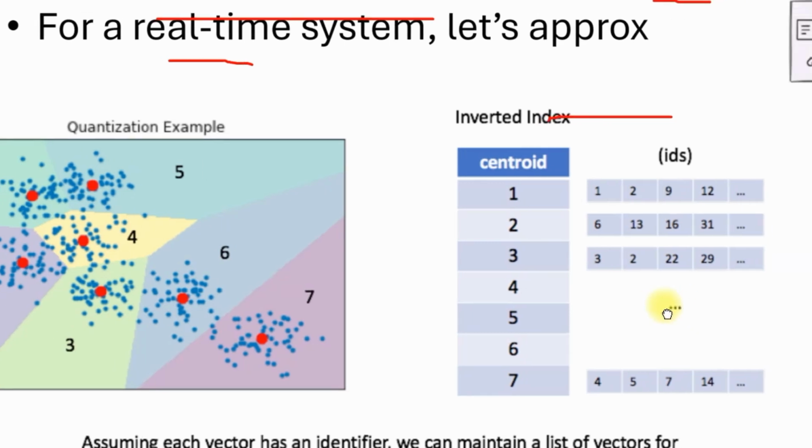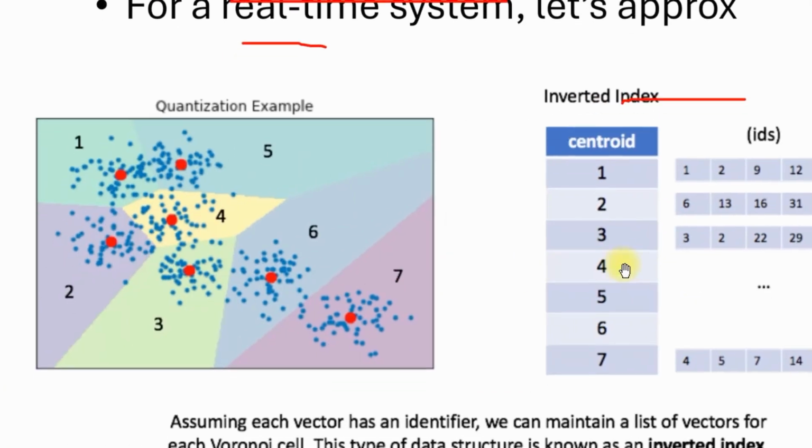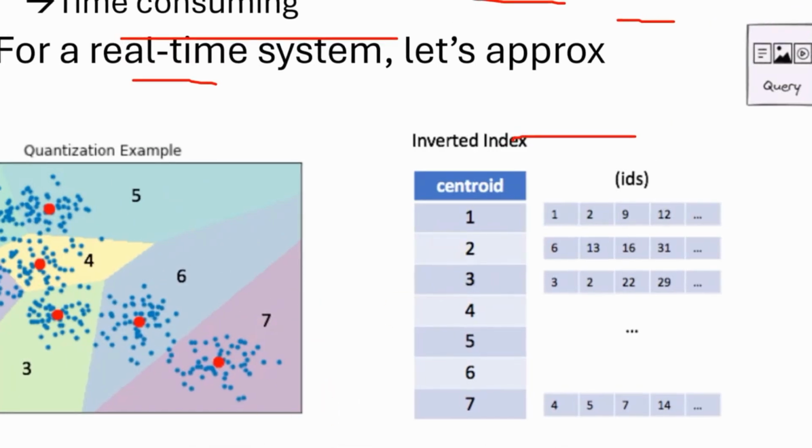So after you apply a centroid, maybe you find that centroid number 1 is the closest match. Then from centroid number 1, you will take all of the blue dots in number 1 and match them with our user query and return the values. Of course, this is just a way to approximate. We cannot find the exact match, but in practice, because our products should be real time and low latency, that is the way we should do it.